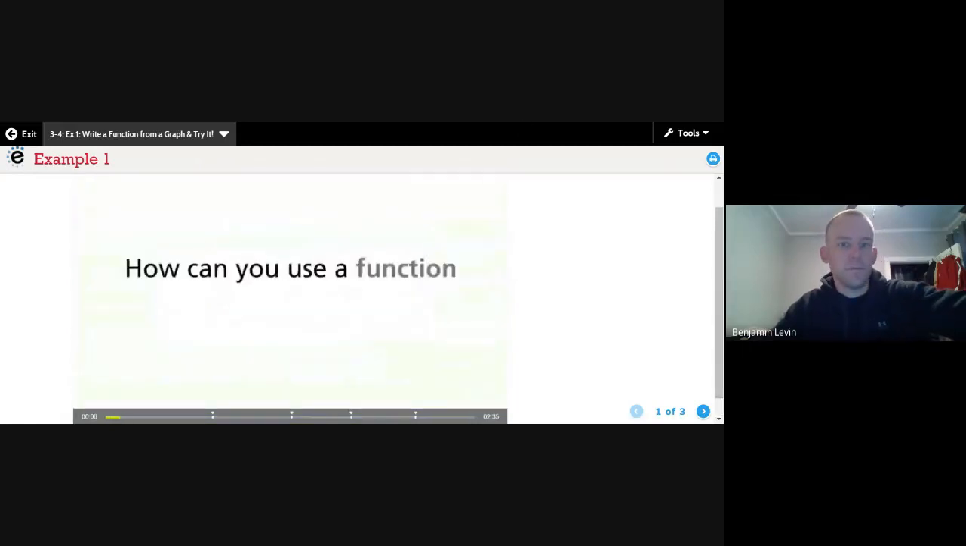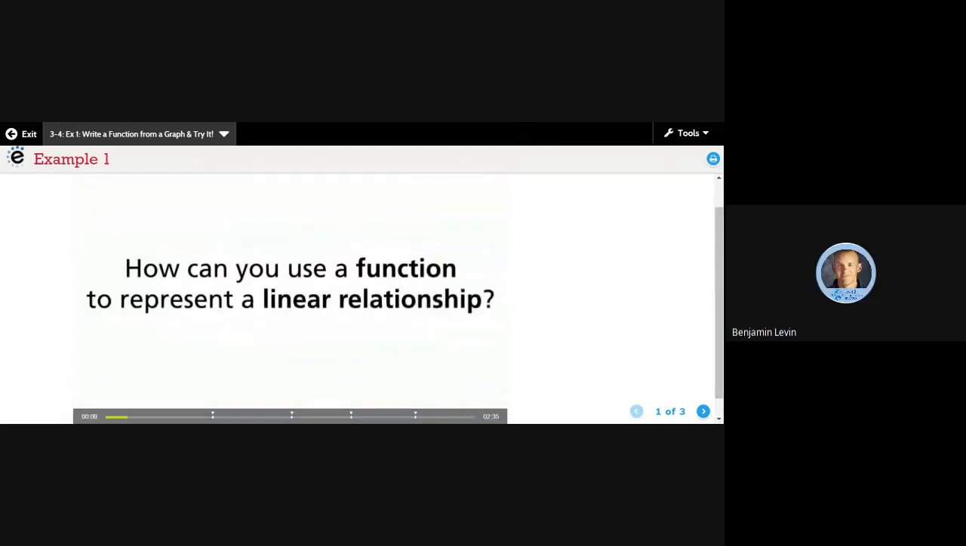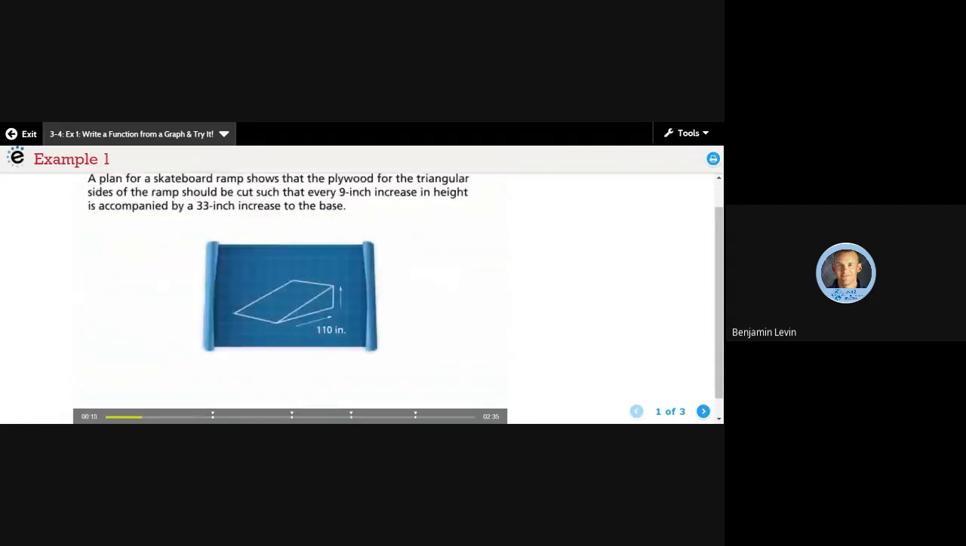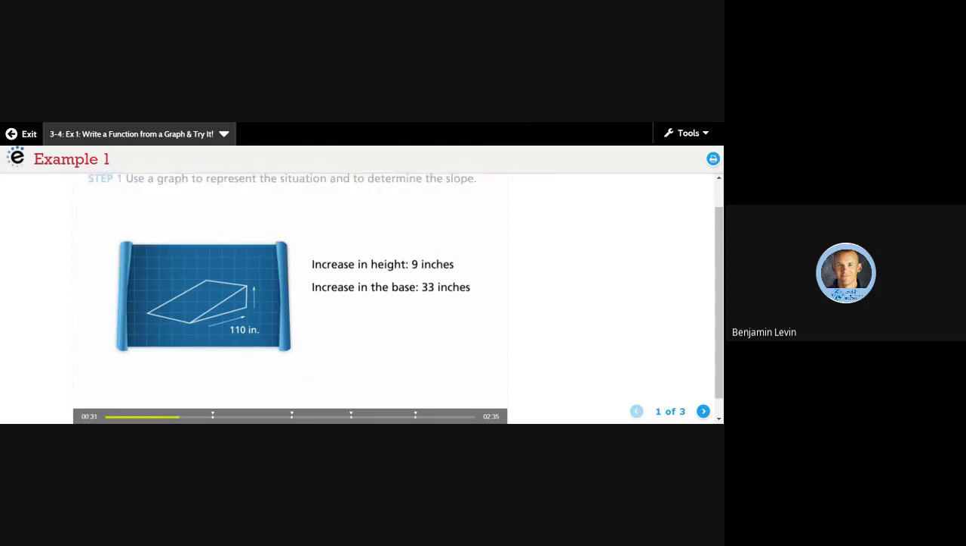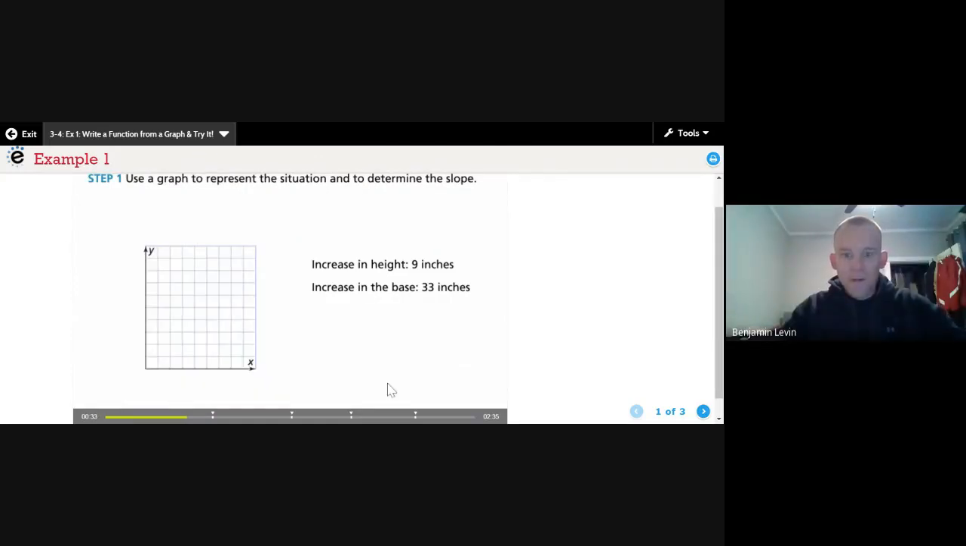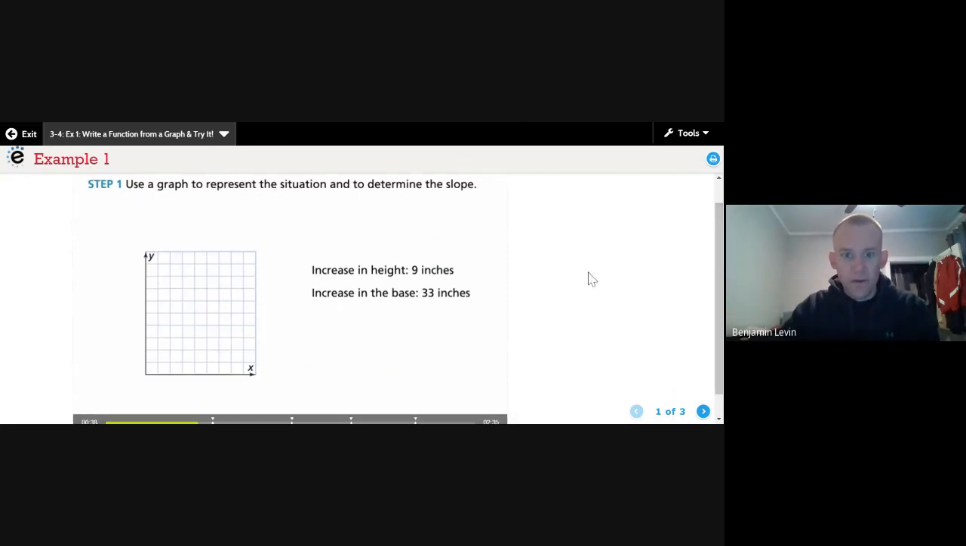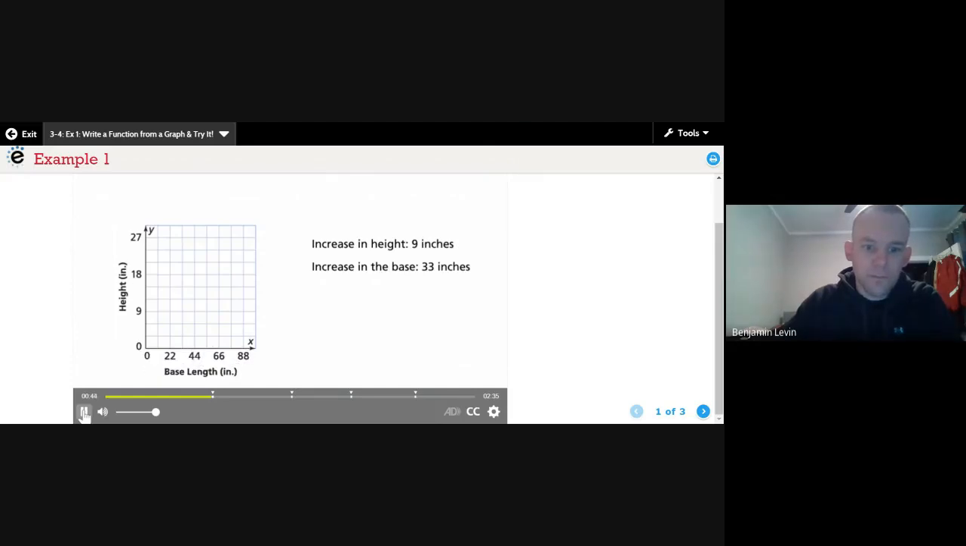How can you use a function to represent a linear relationship? Think about this question during the lesson. A plan for a skateboard ramp shows that the plywood for the triangular sides of the ramp should be cut such that every 9-inch increase in height is accompanied by a 33-inch increase to the base. What is the height of the skateboard ramp? The first step is to use the graph of a line to represent the situation and to determine the slope of the line. Show the height on the y-axis and the length of the base on the x-axis.